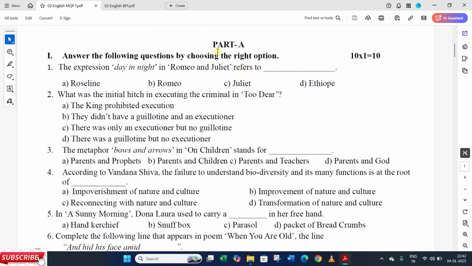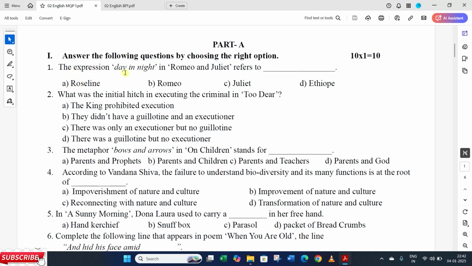So part A, you can find, my students, over here. Part A is all about MCQs, that is multiple choice questions, for 10 marks. Each question carries 1 mark. As I have already talked about the blueprint, this question paper is as per the blueprint. You'll find here 10 questions of 1 mark. Question number 1, answer the following questions by choosing the right option. Right from the first lesson up to the end you will find the 10 MCQs from the lessons. I will not read everything in detail, so you can just go through it.